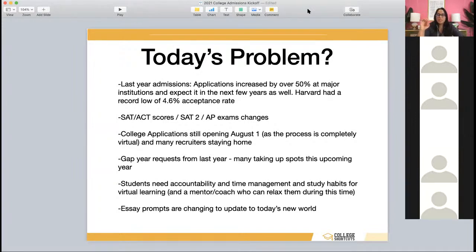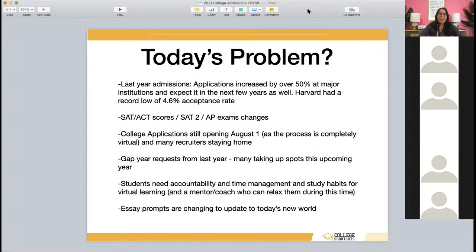So keep in mind, many of the recruiters are staying home. They're not going to come by, visit every high school and touch everybody. No, they're doing their sessions like this. So they have a lot of time on their hands starting August 1st. So wouldn't it make sense to apply earlier?